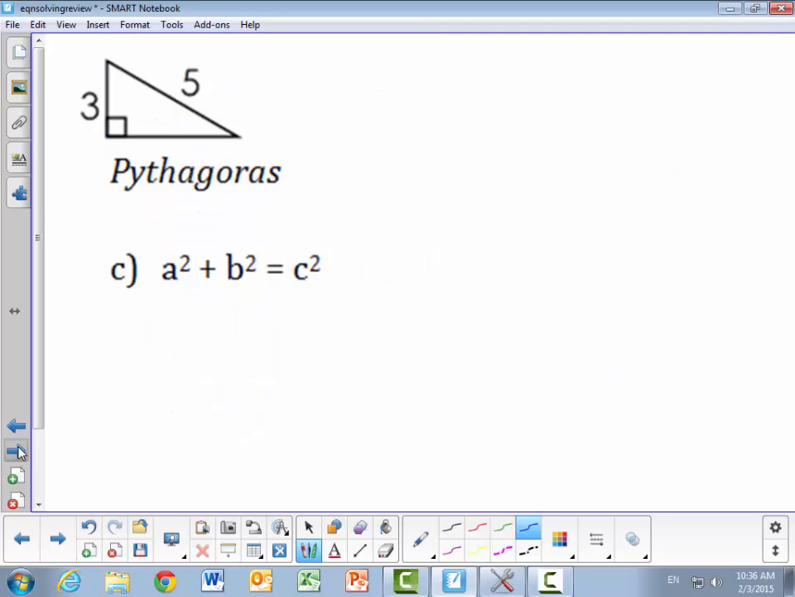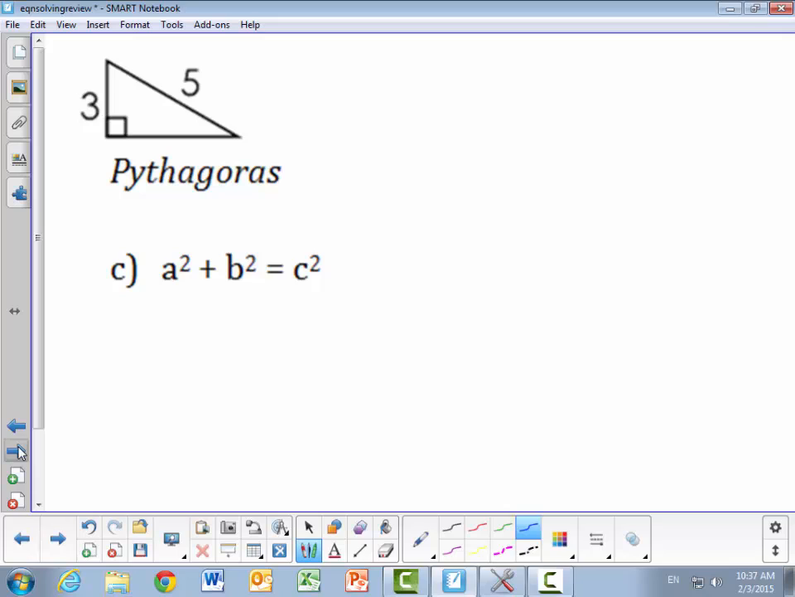Moving to the part C on the sheet, solving a Pythagoras. So Pythagoras, you need a right triangle, and you must know 2 of the sides. And if you have a right triangle and you know 2 of the sides, you can use Pythagoras to find the third side. One thing you always want to recognize in the right triangle is where is the hypotenuse.